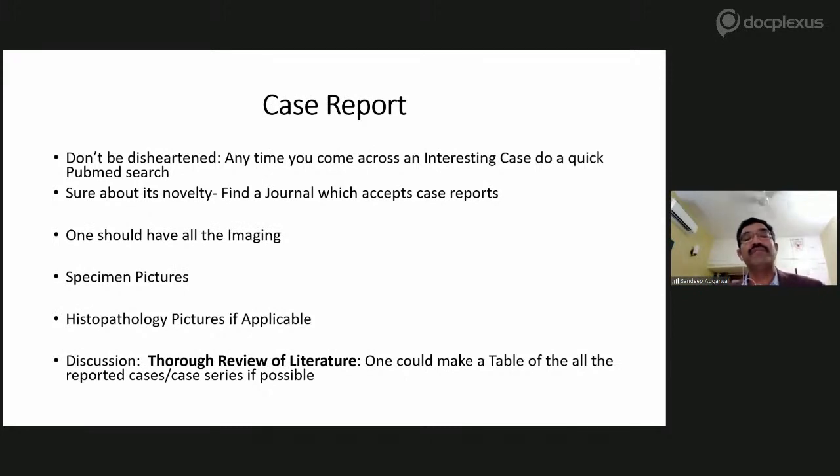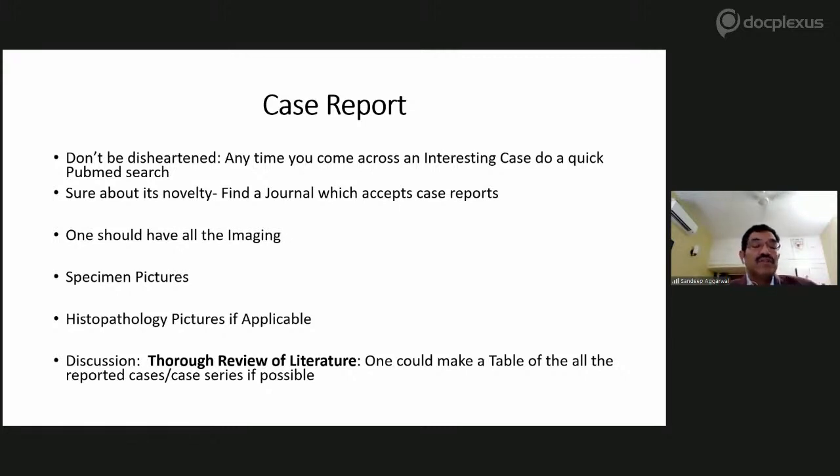So do a PubMed search. If it's rare, go about writing it. Be sure about its novelty. Find a journal first which accepts case reports. But make sure that you have all the imaging, because without imaging, a case report is useless. Specimen pictures, histopathology pictures if applicable. You cannot report on hemangiopericytoma of the renal pelvis without having a histopathological picture.